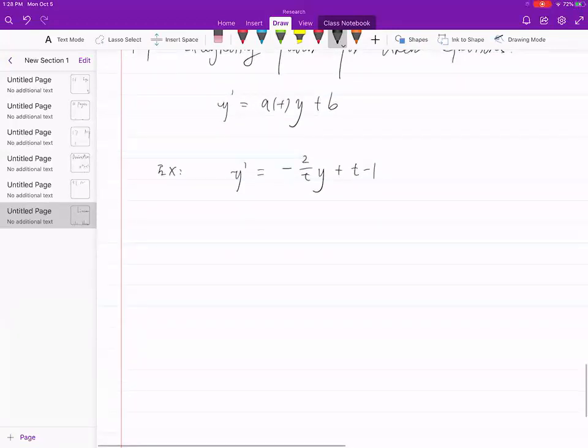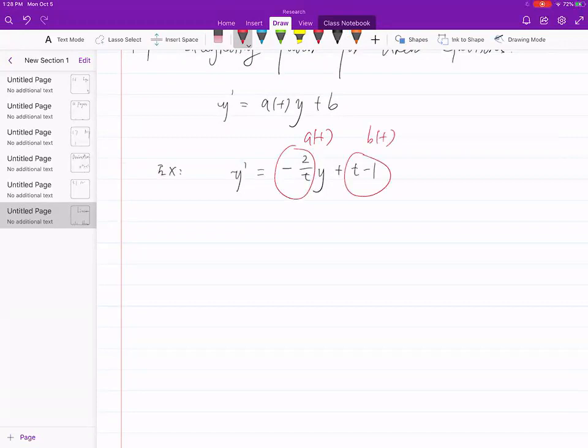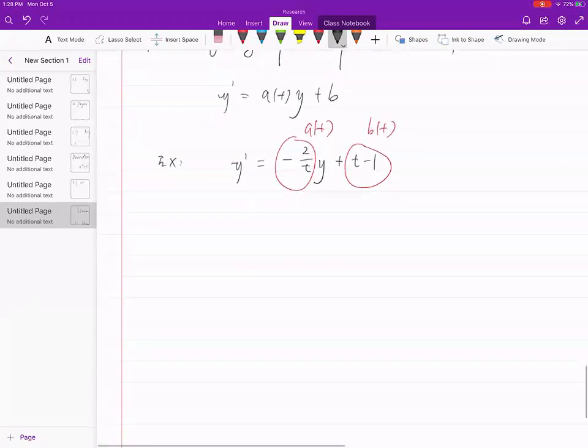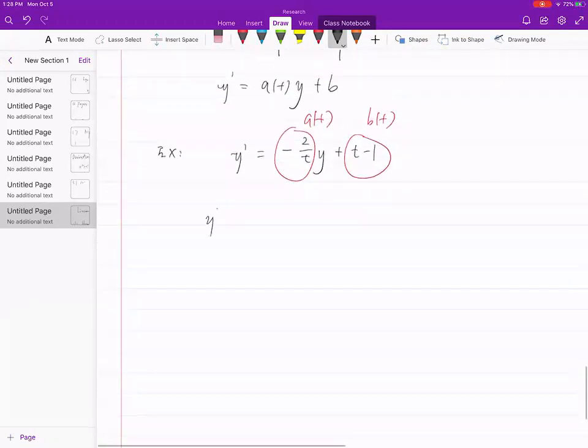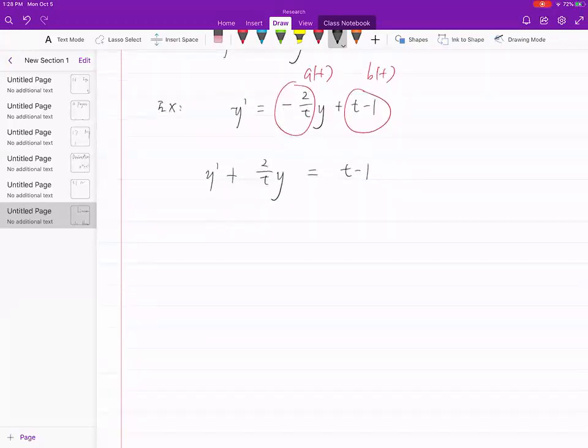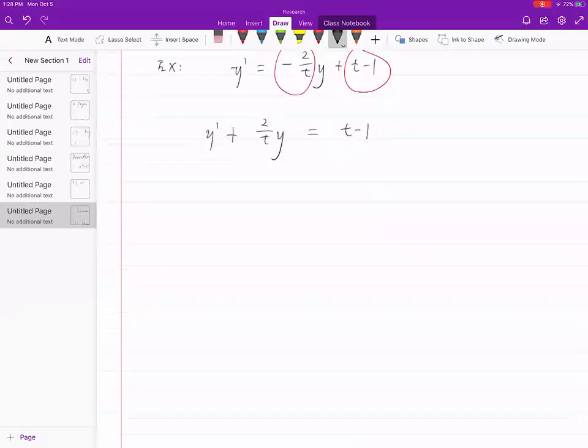This is linear. This is your AT. This is your BT. All right. To solve it, the first thing I want to do is move all the y prime and the y to one side. Leave everything with BT on the other side. That's good.